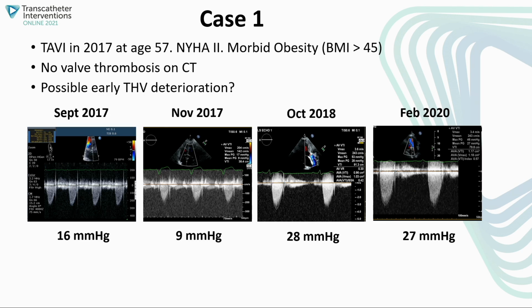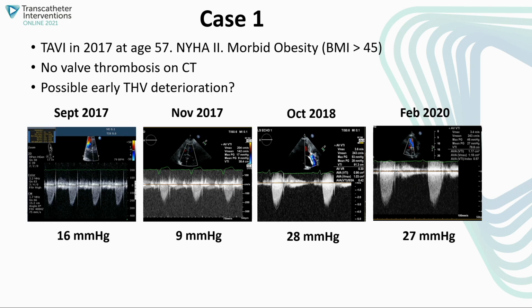So a TAVI in 2017 at age 57, lots of comorbidities, NYHA 2, multifactorial, BMI greater than 45, CT, again, no valve thrombosis. What should we do? The gradient goes from 16 to 9 to 28 to 27. This is a young patient. Our decision has very significant implications.